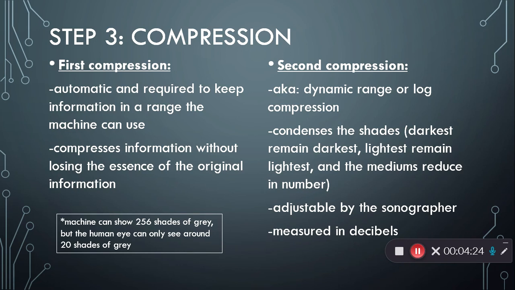I also added an interesting fact here. Ultrasound machines are able to display 256 different shades of gray. However, the human eye can only see about 20 different shades of gray. We are not limited by the machine, but by our own ability to distinguish the slight color differences.